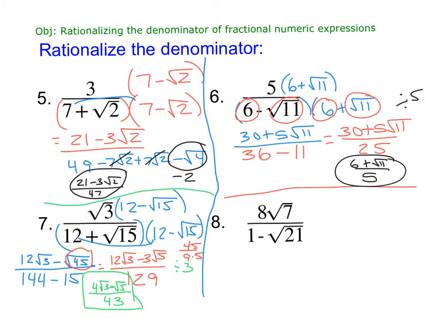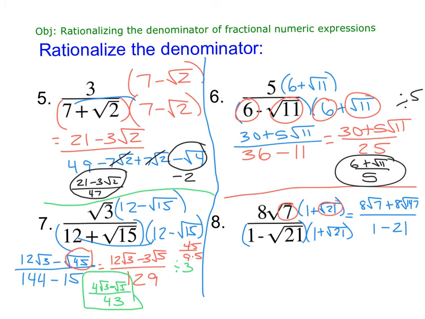Last one on this slide. So multiply by the conjugate. 1 plus root 21. I'm going to try to write it over here so I have more space. So 8 root 7 plus 8 root 21 times 7 is 147, all over 1 minus 21. Now 147 does simplify. I can actually tell that because when I multiply root 7 and root 21, there's a 7 in there. So it's going to be 49 and 3.